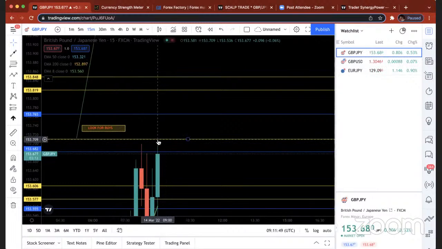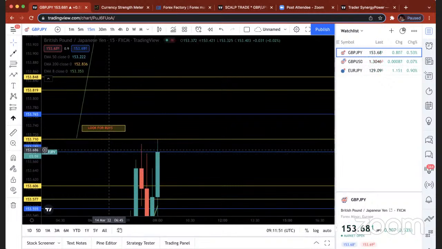See, it's rejecting this 1 hour zone perfectly. That's why we don't want to take any buys yet. So let's see what happens.